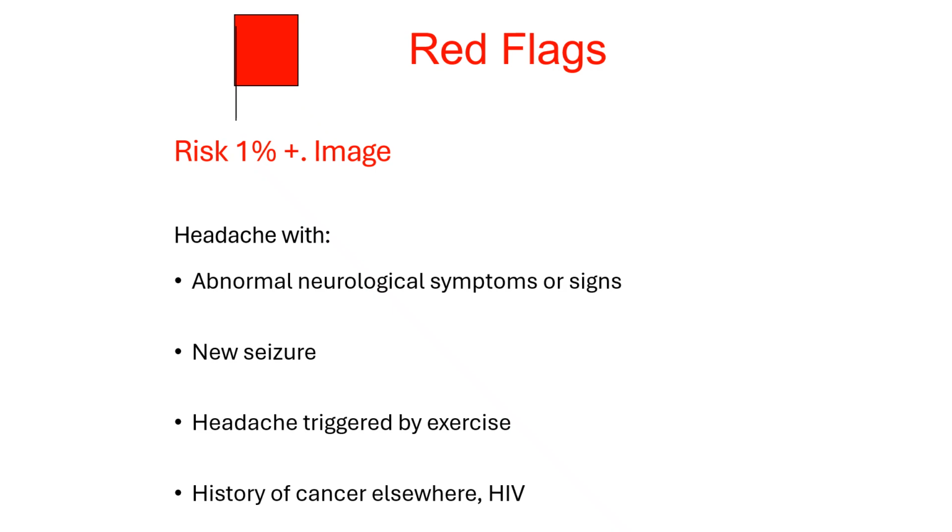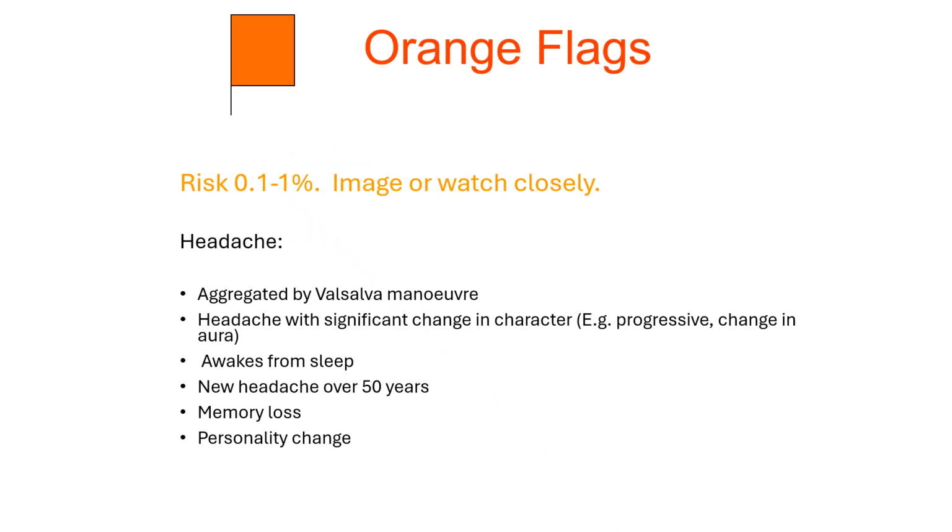These are things that are approximately over 1% risk, and you need to be imaging. Headache with abnormal neurological signs or symptoms, new seizure, headache triggered by exertion, that's about a 10% risk of an underlying tumour. History of cancer elsewhere, particularly prostate and lung and breast, HIV. Then there is this difficult group of orange flags where the presentation is likely to have an underlying risk of tumour of between 0.1 and 1%. These you can certainly image, and as we're becoming less risk averse, we are imaging more frequently, or you can watch them closely.